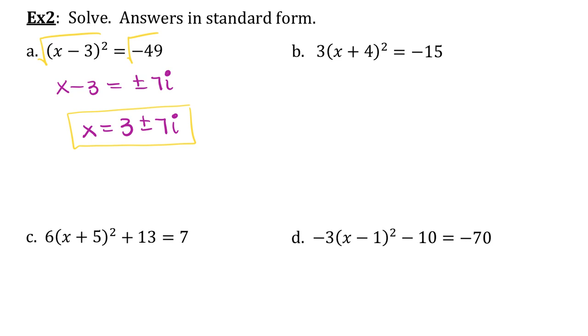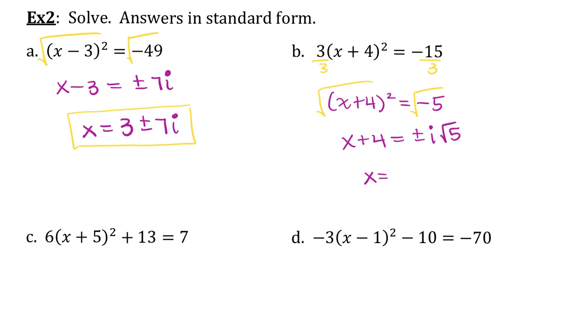Let's go ahead and try the B. 3 times x plus 4 squared. Divide by 3. X plus 4 squared equals negative 5. We're ready to square root. Okay, x plus 4 equals plus or minus. It's going to be imaginary. And then the square root of 5, we're going to leave it as square root 5. Okay, I'm going to subtract the 4 to the other side. When you write your answer, the real goes first. So the minus 4 goes first. And the imaginary goes second. Because it asks for standard form.